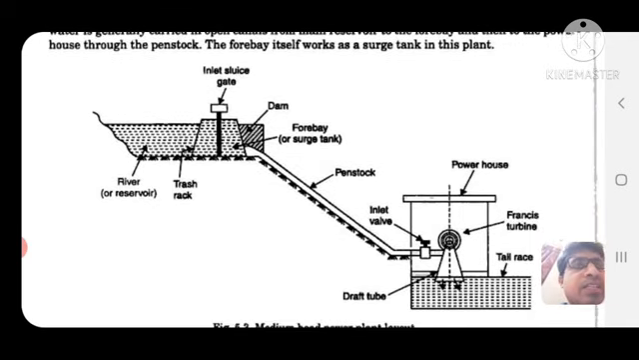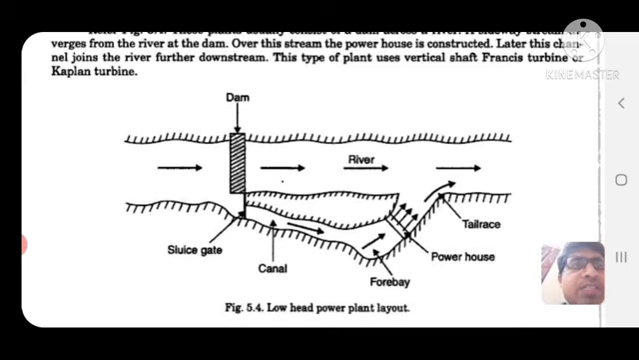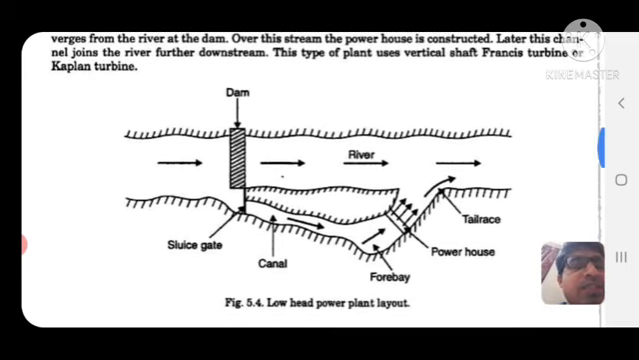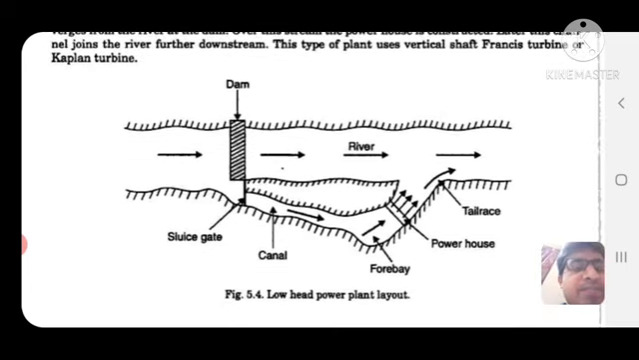Low head power plants. This plant usually consists of a dam across a river. A sideway stream diverges from the river at the dam. Over the stream, the powerhouse is constructed. Later, this canal joins the river further downstream. This type of plant uses a vertical shaft Francis turbine or Kaplan turbine.